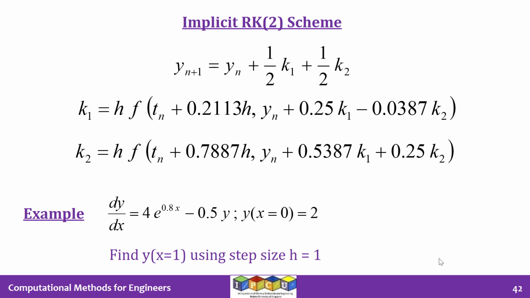Let's look at the same example that we discussed earlier. We have a first order ODE, dy by dx is equal to 4e to the power of 0.8x minus 0.5y. And the initial condition for y is given to be equal to 2. Since it's a first order ODE, we require only one initial condition to be able to solve the problem.